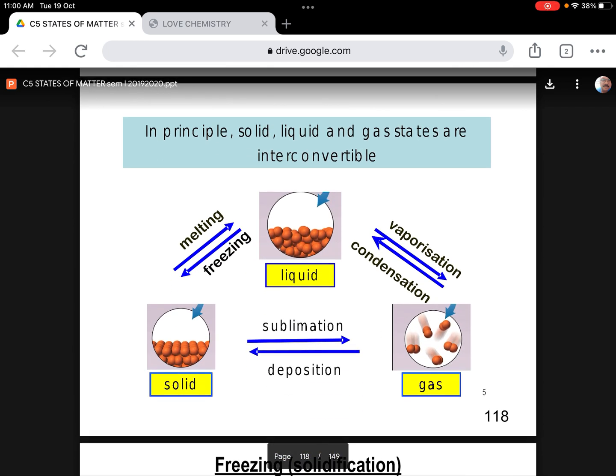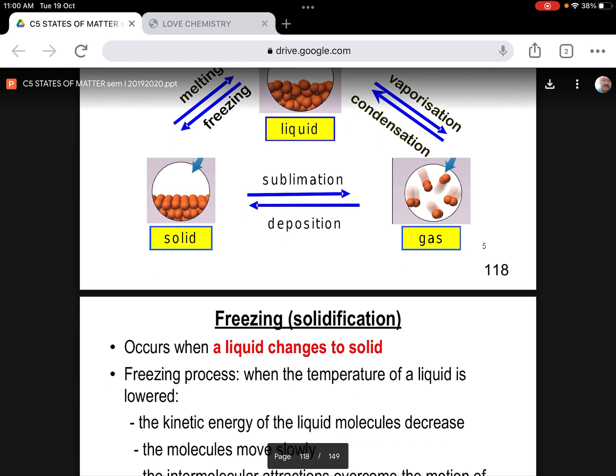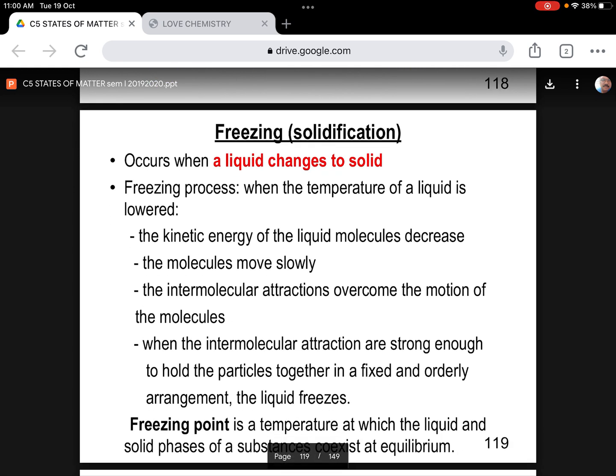In principle, solid, liquid, and gas states are interconvertible. So you can see solid can be converted into liquid, liquid can be converted into gas, and vice versa. And those are the names of the processes. First, we look at solid. Freezing, or solidification, occurs when a liquid changes to solid.